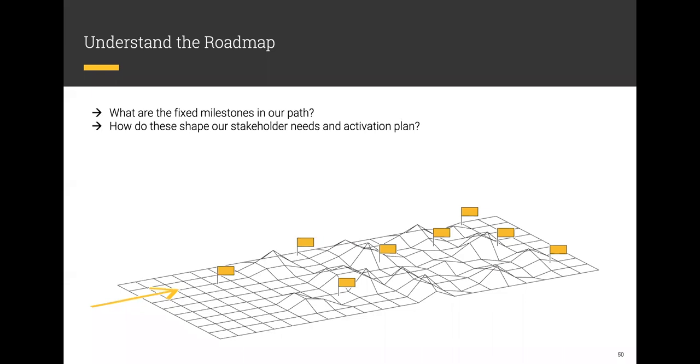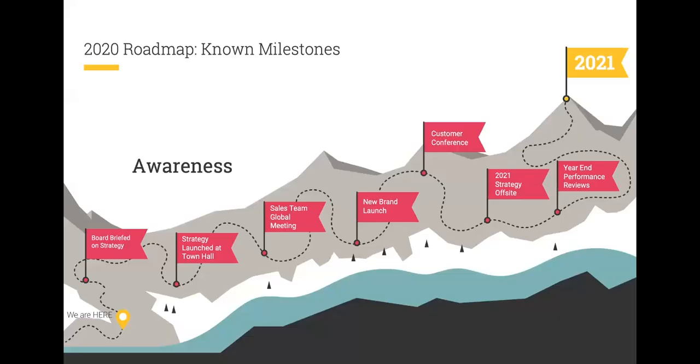So the last thing we want to discover before designing the plan are the milestones on our path that are already fixed. What are the scheduled events, the driving deadlines, and other constraints that would help shape the cadence of our plan? For instance, for Paragon, we learned that there's a board briefing and a town hall to launch the strategy that's already on the calendar right at the beginning of the year. Recalling the activation curve, this is then going to mark the beginning of our awareness phase. We also know that the global sales meeting is going to come next, and we plan to launch our branding publicly and hold our annual customer conference thereafter.